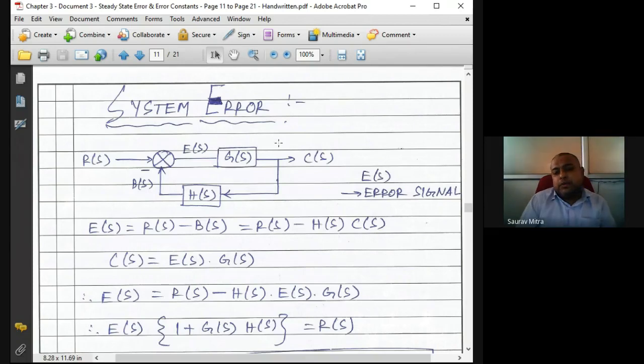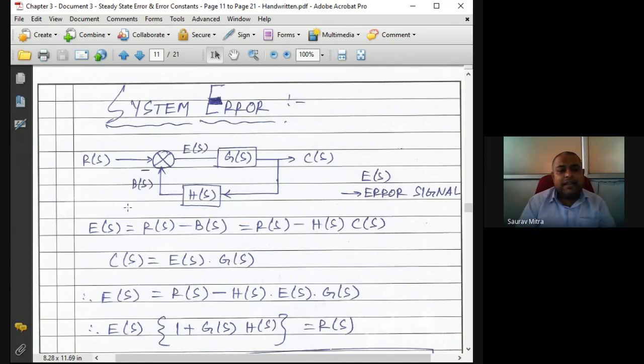Then the output, C(s), comes. And feedback is taken. There is a sensor in the feedback path, and the feedback path gain is given by H(s). We are finding the overall transfer function C(s)/R(s). We know C(s)/R(s) equals G(s) divided by 1 plus G(s)H(s). So the overall transfer function is given by T(s).